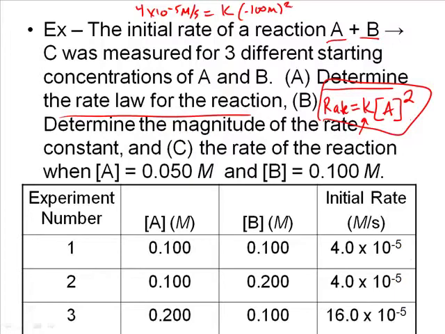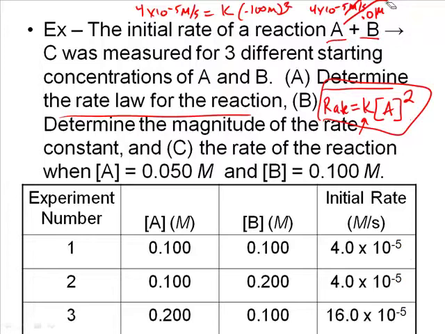So then to solve for K, I'm going to take 4 times 10 to the negative fifth, and I'm going to be careful with my units here as well. So 4 times 10 to the negative fifth molar per second over 0.1 squared, which is going to equal 0.01. So that's 0.01, and I also have to square the molarity. So that's molarity squared on the bottom. So this molarity and one of these two molarities will be gone.